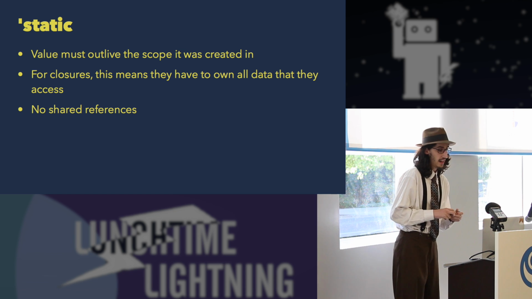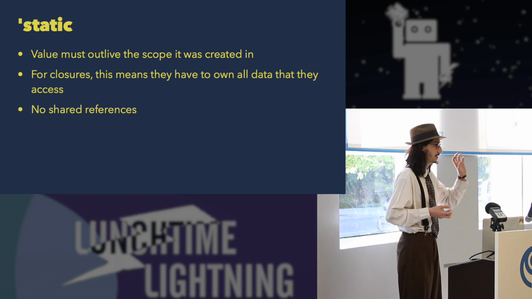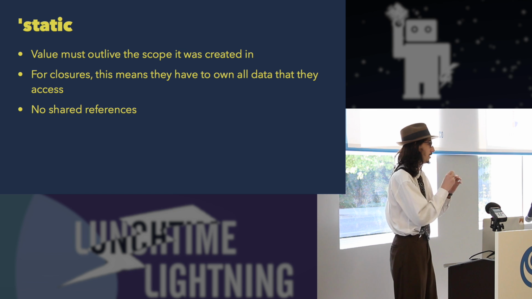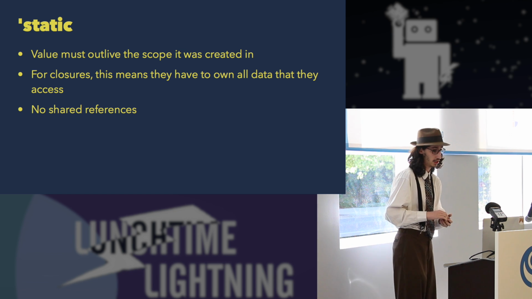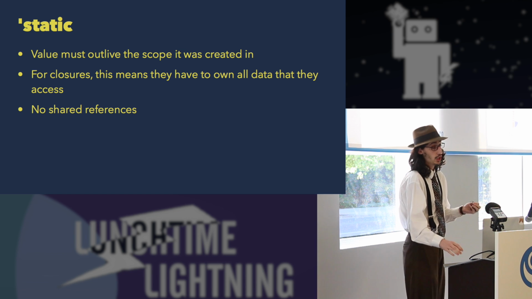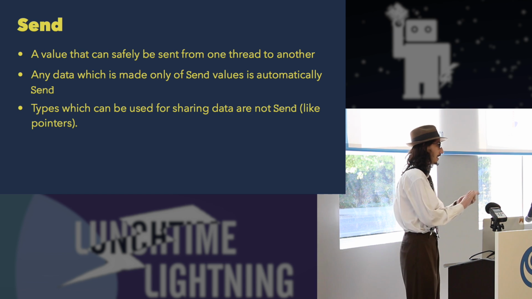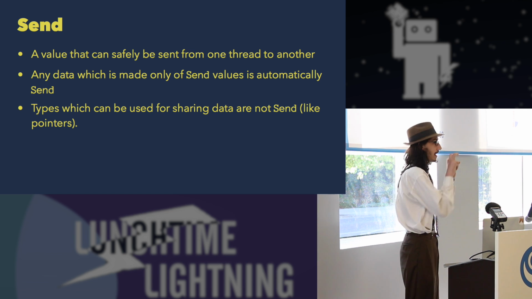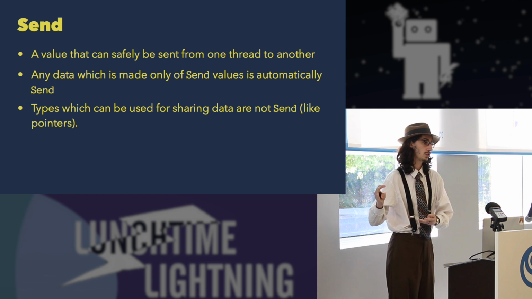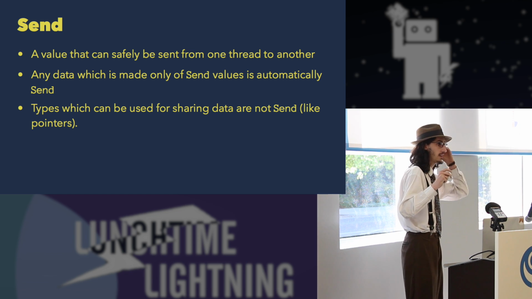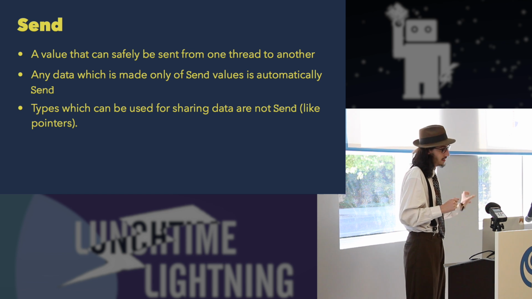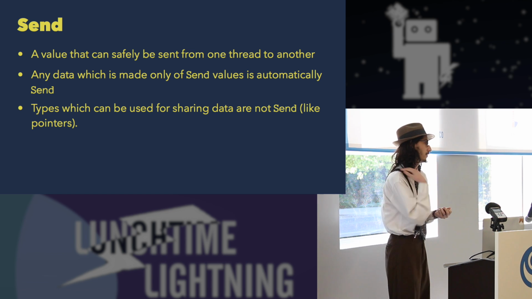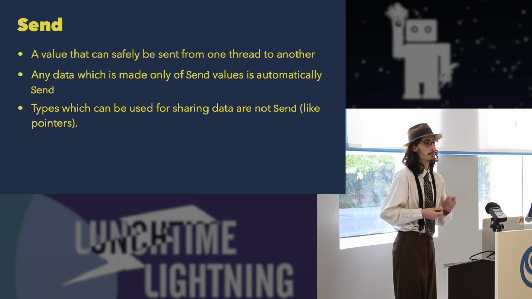So static means that it has to be able to outlive the lifetime that you created it in, which in the case of a function means that it has to own everything. It can't have any borrowed data that would go away, no stack allocation, and you can't have shared references. And so send, like I said earlier, is a value that can be safely sent from one thread to another. And this is an automatically implemented trait. So if you have a data structure and everything it's made of is send, then your type is also send. And just about everything in Rust is send by default, except for things that could be used to break sharing rules, like pointers.